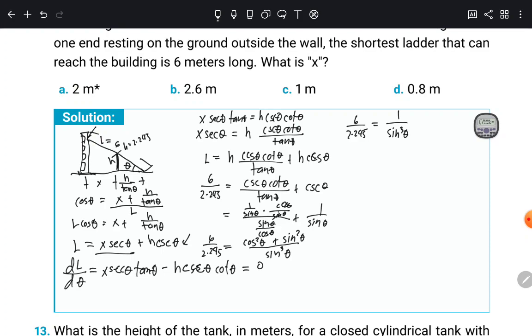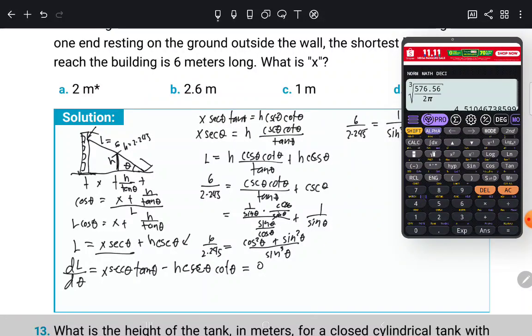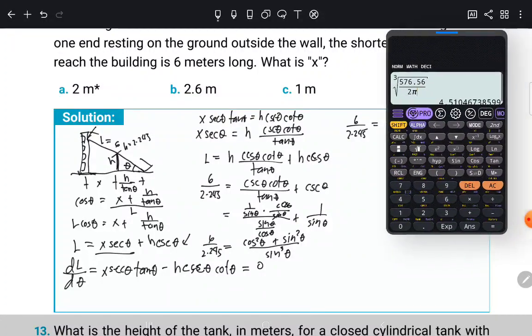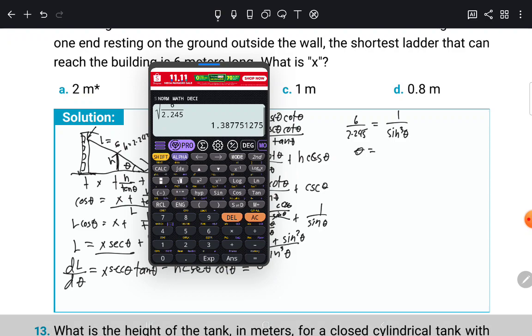And if we solve now sine cube of theta or theta, we can just use our calculator to solve this. If you take the cube root again of 6 all over 2.245, that's 1.3875. Then that's sine theta equal to that one. So theta will be equal to sine inverse of the answer. Or wait.